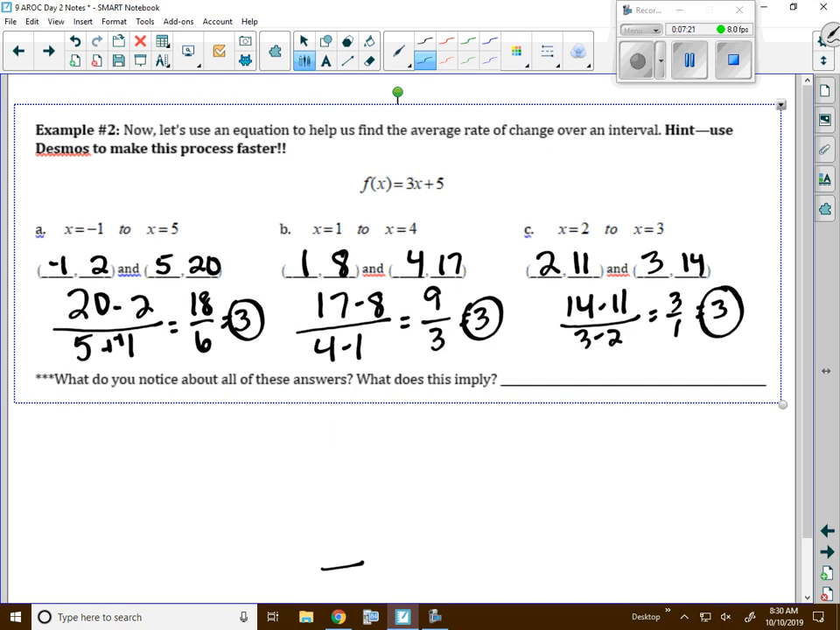Linear. Yes, it should be linear. All 3 slopes were the exact same, so it is linear. Okay, and I want to make sure that we're clear. The reason it is linear is because there is a constant slope. Yes? Okay, questions, issues, concerns?